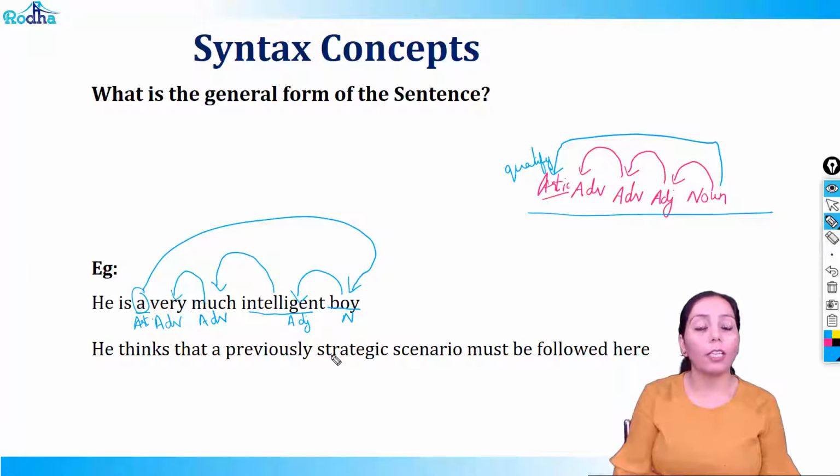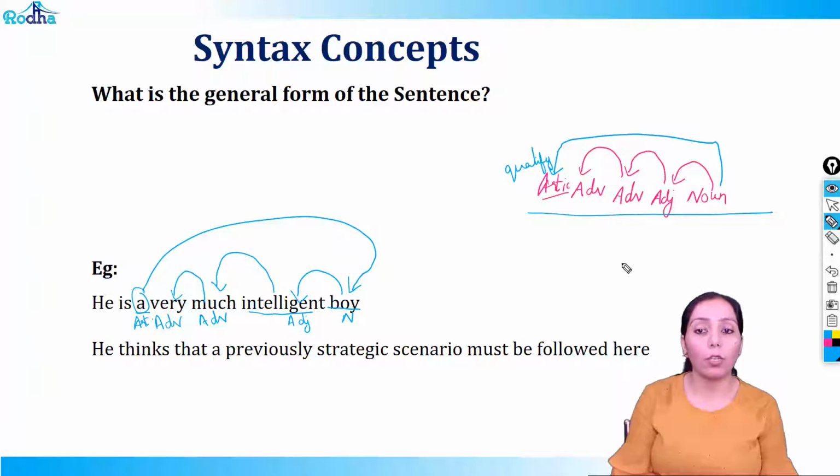So in a general form of a sentence, all these things should be covered. Whenever you check a sentence, you have to check for all such things, and only then will you be able to find an error easily.